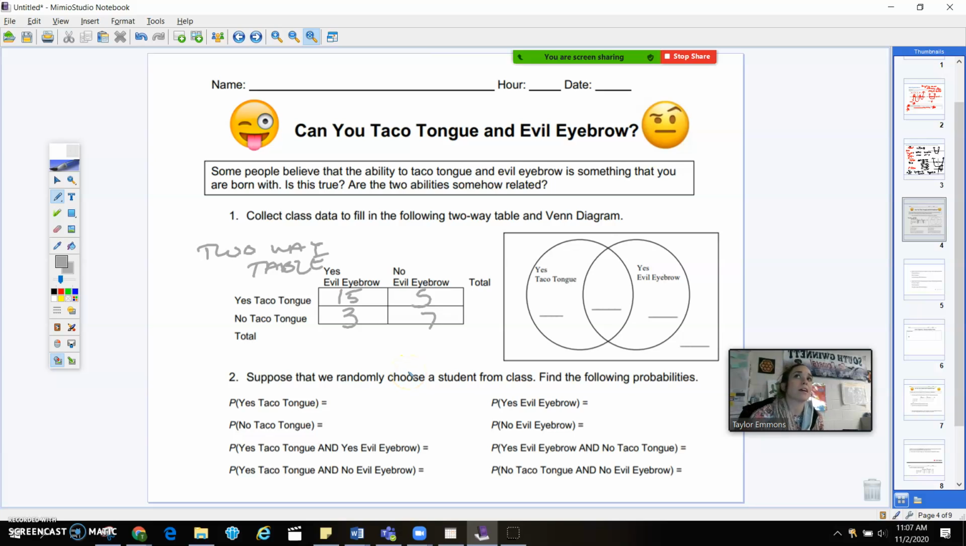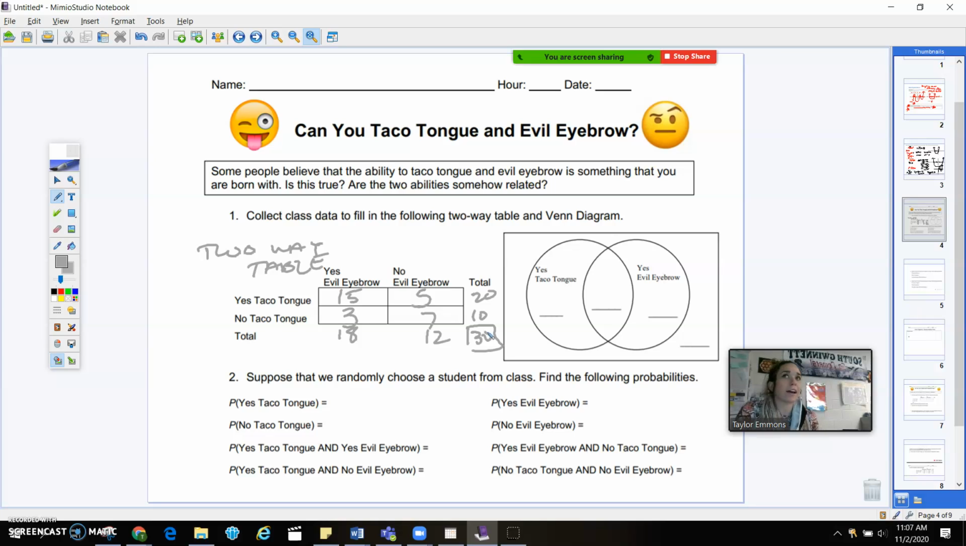And with two-way tables, you always want to total up each column. So for instance, we got 15 and 3, which is going to give me 18. 5 and 7, which is going to give me 12. 15 and 5, which is going to give me 20. 3 and 7, which is going to give me 10. And if I add both of these columns, they both equal 30, which is the total number of participants.